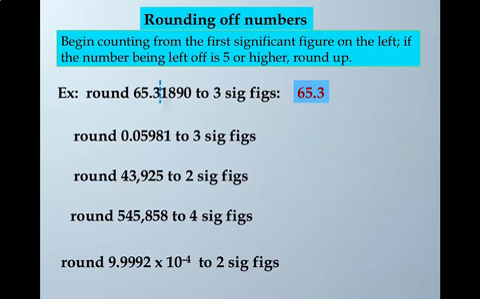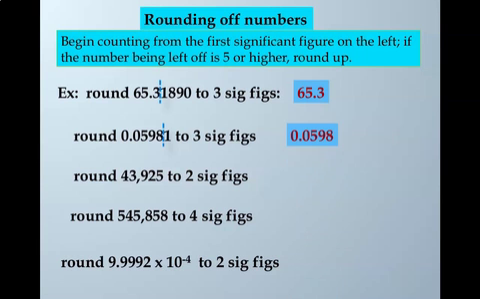Okay, next one we have 0.05981. Okay, 3 significant figures. We're skipping the zeros and we start with the 5. So we have 598, and I'm going to draw the line right there. And I look at the 1, and it's going to let me round down. So I need to include those zeros in my answer because they are placeholders. 0.0598.